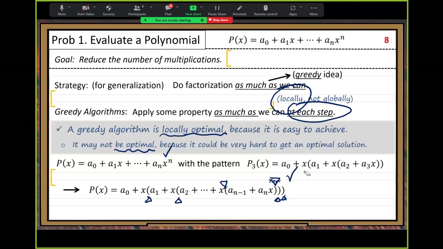Okay, all right. So now let me ask you the last question for this problem. How many multiplications do we have with this final version of the formula? Can you count the number of multiplications based on the factorization form you see here? n, yeah, correct. n multiplications. That's correct.